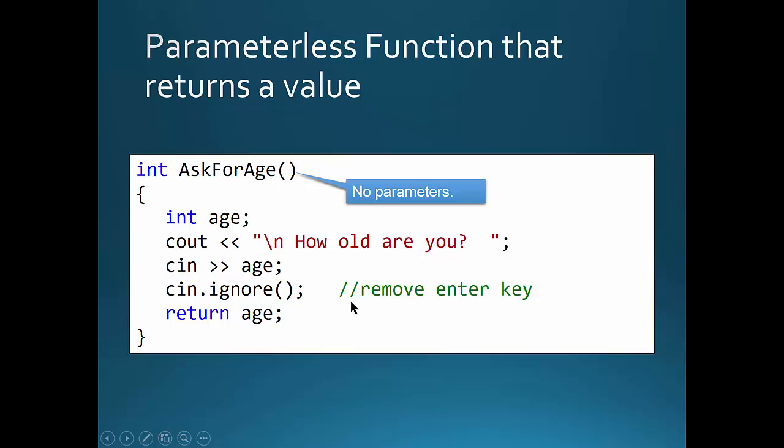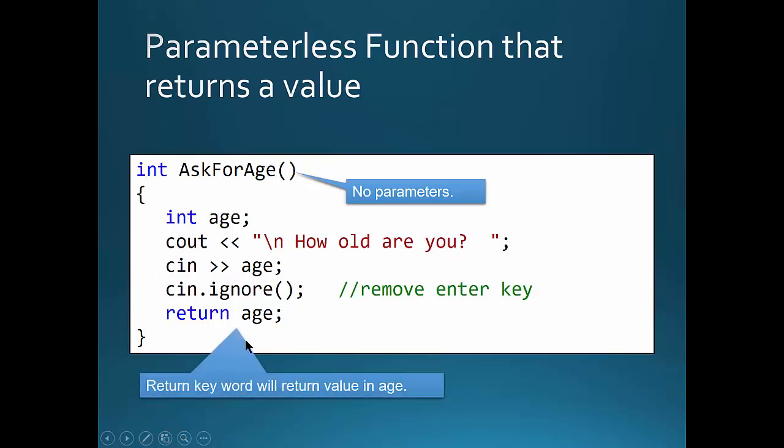And typically, this is the structure for an ask function because it's going to get input from the user through the keyboard, and then it's going to output that. Notice that the value that we're returning is age. Age is an int, and that matches the return type of the function. So whatever you have after the return statement has to be of the same type as the return value for the function.